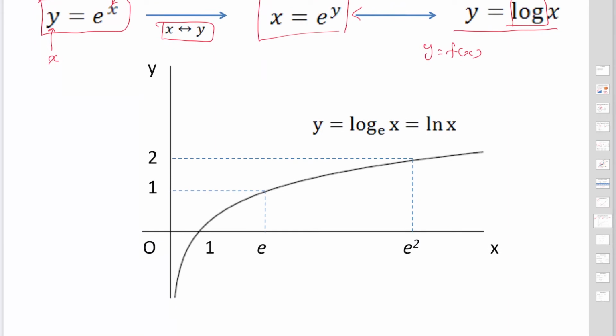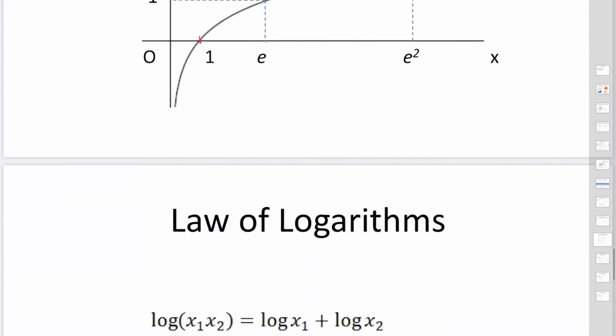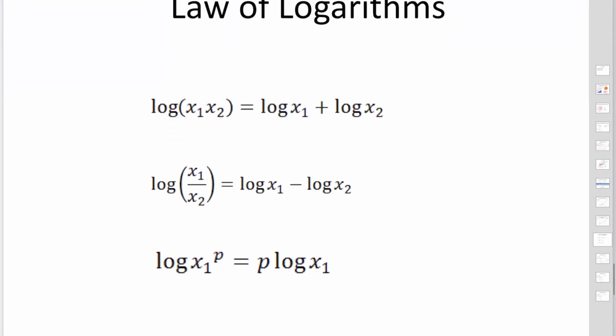Okay, then we can draw the curve of the logarithmic function. If you substitute x equals 1, it becomes 0. If you substitute x equals e, it becomes 1, and e squared corresponds to 2. Okay, this is the log function. And now the laws of the logarithm.